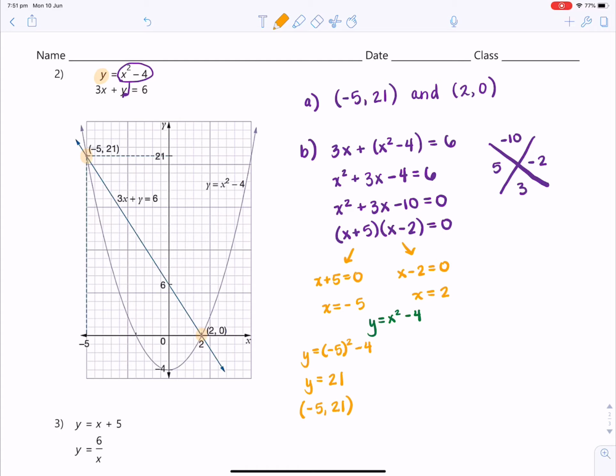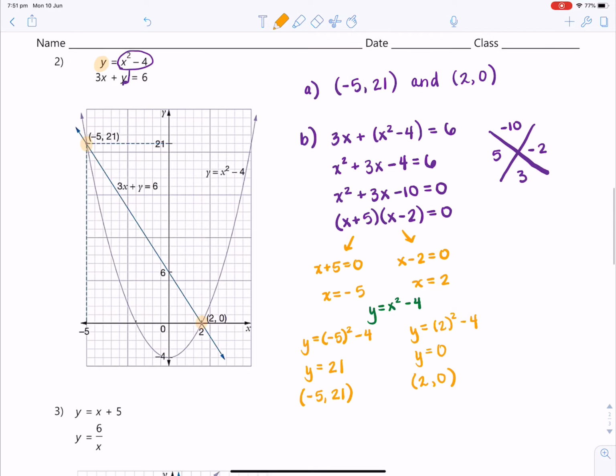The second solution is y equals 2 squared minus 4. And that's y equals 4 minus 4, which is 0. So the second solution is x equals 2, y equals 0. And again, that matches the solutions that I got when I solved this graphically. All right, let's try one more.